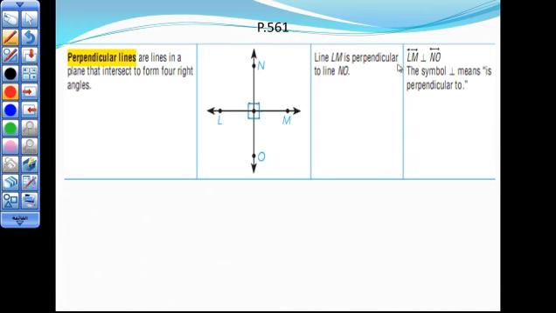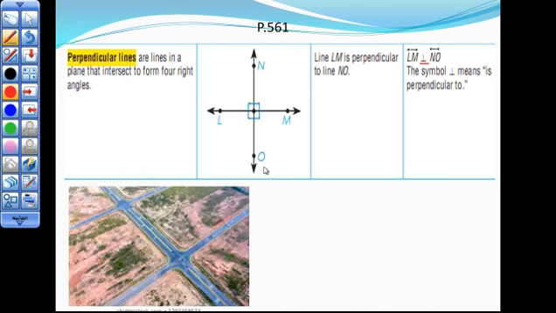What is the symbol of perpendicular lines? This is the symbol of perpendicular lines, which means perpendicular to: a little line and a little line going up. Line LM is perpendicular to line NO. LM perpendicular to NO, as you see. Do you remember this picture? Yes, I can remember it.